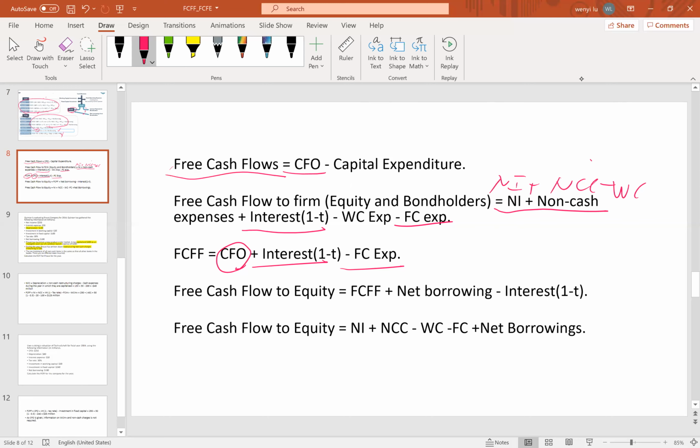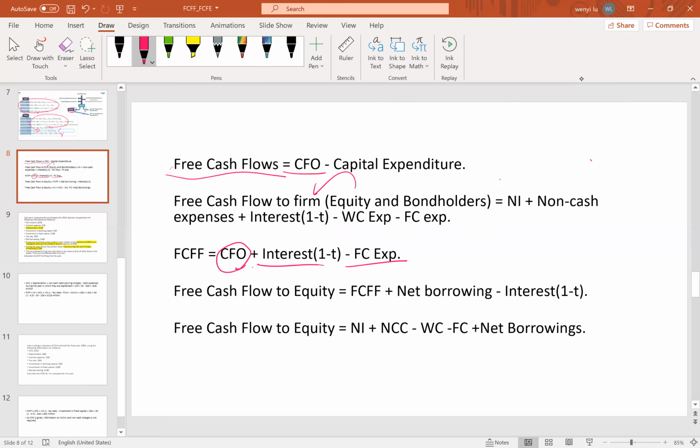So you can tell the capital expenditure for the firm includes the long-term fixed capital expenditures. But you need to add the interest expense back, because interest belongs to the bondholder. It's still a part of the firm itself, so it should not be excluded. It should be included.